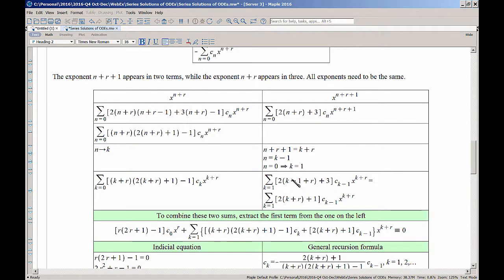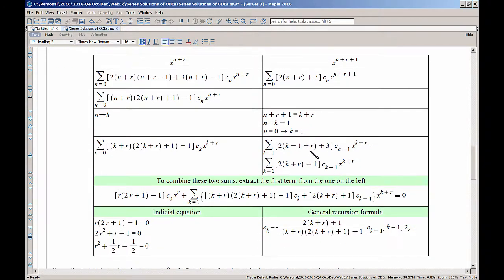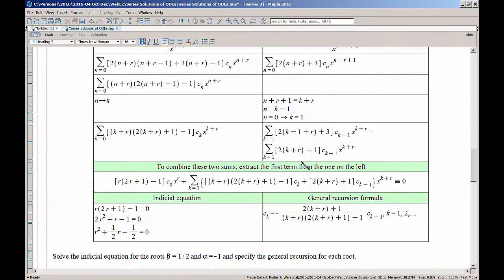n will become k minus 1. n here will become k minus 1. And this n plus r plus 1 will become k plus r. I did a little bit of cleaning up here, and you get this expression. So now we can put some of this together.